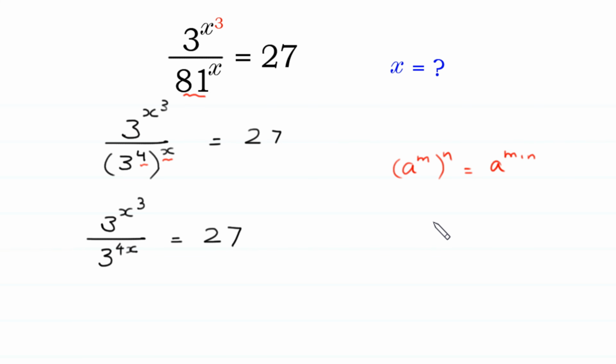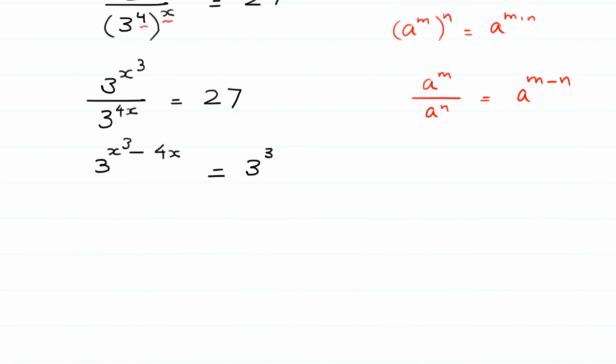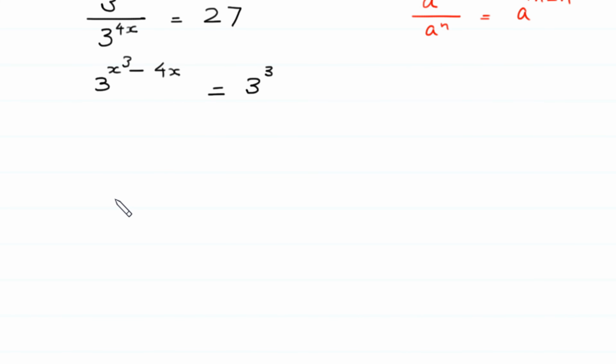Now according to this property of exponents, a to the power m over a to the power n is equal to a to the power m minus n. We can write this 3 to the power x cubed over 3 to the power 4x as 3 to the power x cubed minus 4x, is equal to, we can write this 27 as 3 to the power 3. Now because the base is the same at both sides, base 3 at the left side and base 3 at the right side, we write this exponent x cubed minus 4x equal to this exponent 3, like this: x cubed minus 4x is equal to 3.